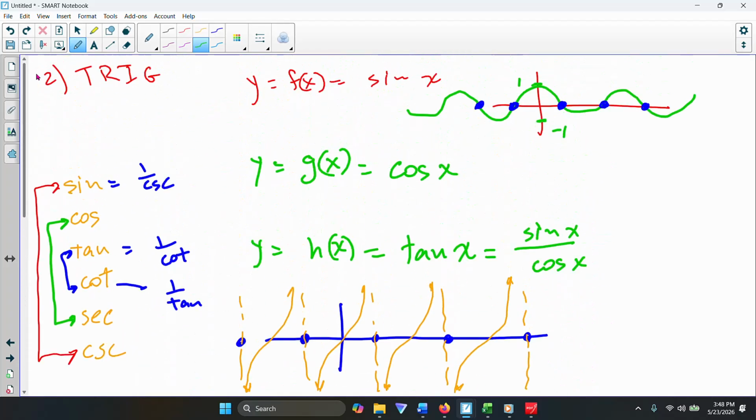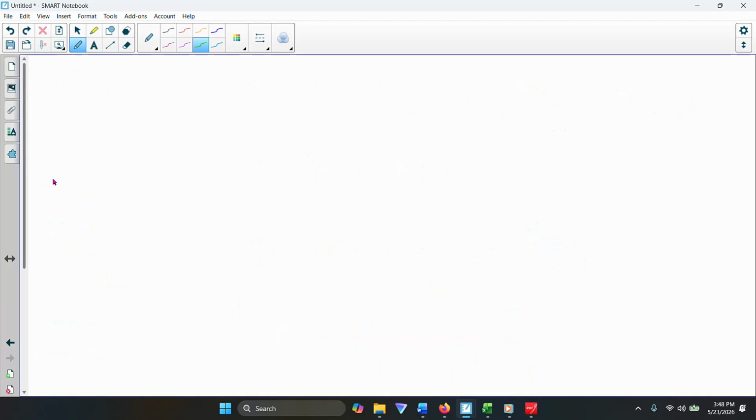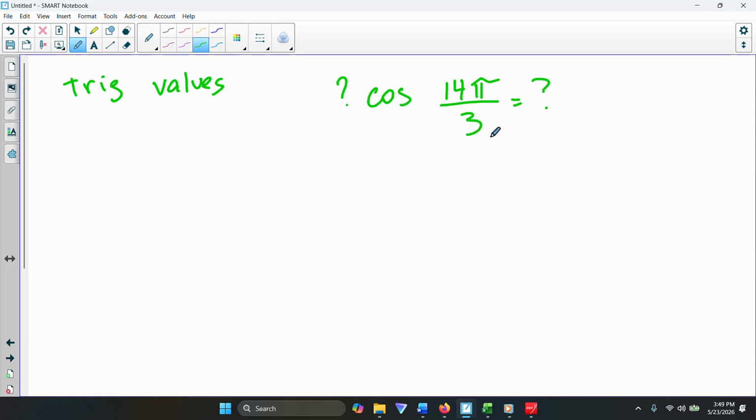I do want to go over other trig things that you're 100% expected to know. That is trig values. So let's do this. Trig values. What does that mean? Well, trig function values, I should say. So if I were to say, what is cosine of, off the top of my head, let's say 14 pi over 3? What is that? I don't know this angle off the top of my head, but I could do this in definitely less than 10 seconds. You should be able to come up with that.